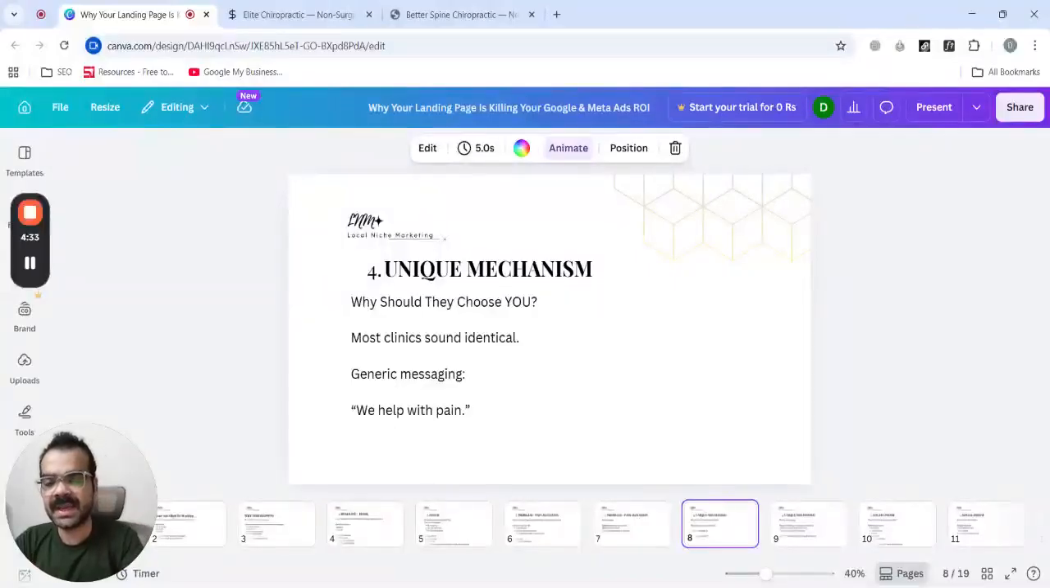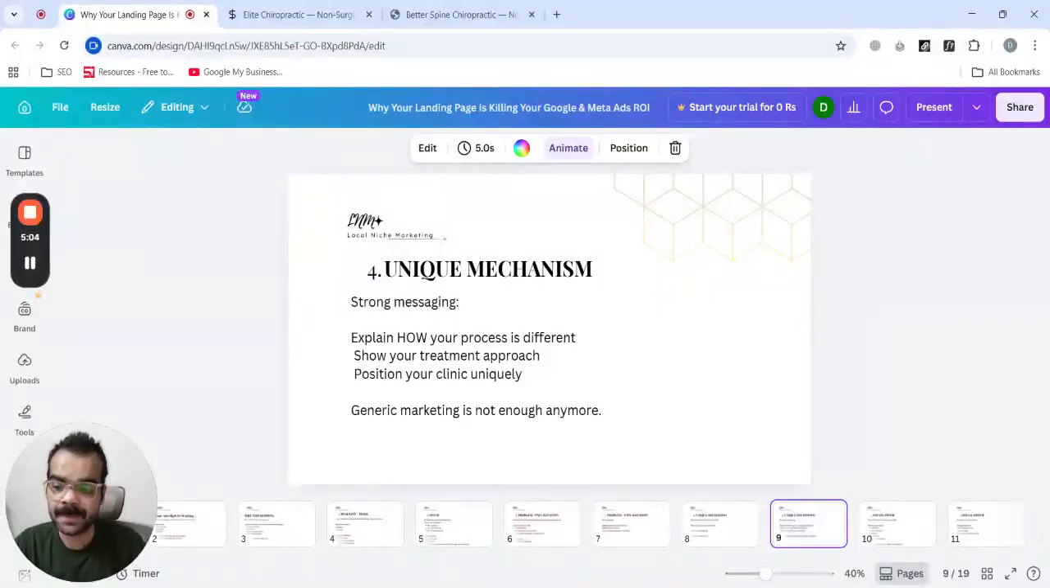Now, the second section is the unique mechanism. For example, we are talking about spinal decompression, and we have this unique mechanism where the nerves and the spine actually decompress, and the water content gets better with spinal decompression. So we have to tell our audience how this is going to work, and how this will benefit them for their back pain.